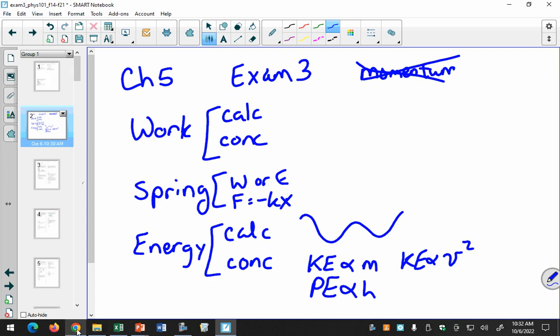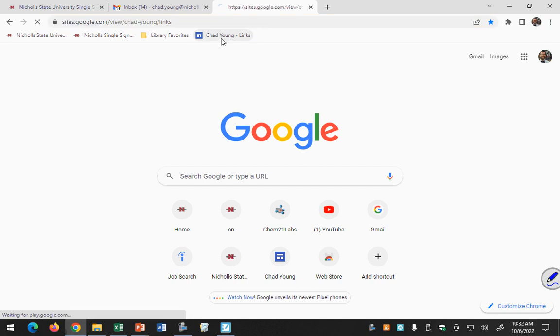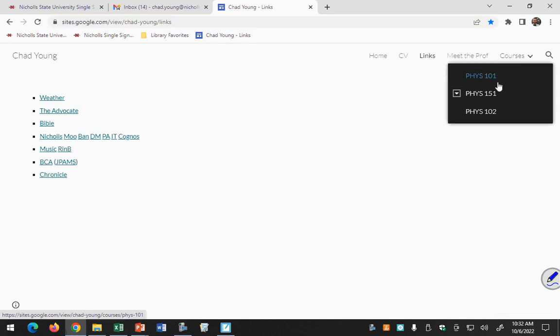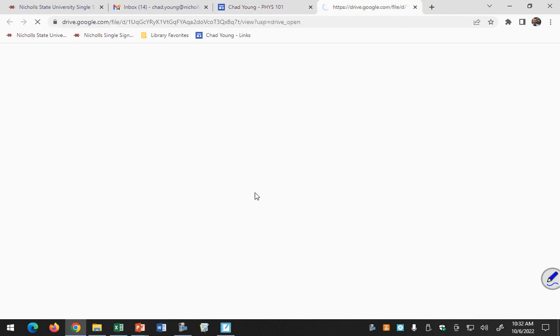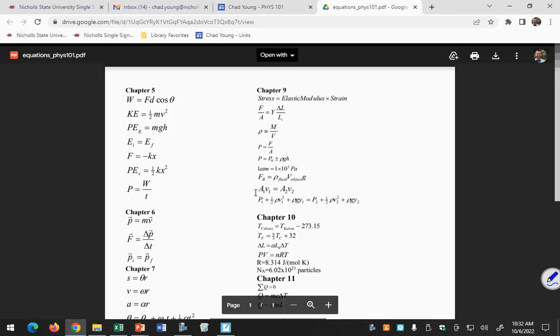You will have an equation sheet. If you go on the website, I'm going to give you just the Chapter 5 equations. So you'll have all of this right here for the quiz. Okay? You might have a power problem as well.